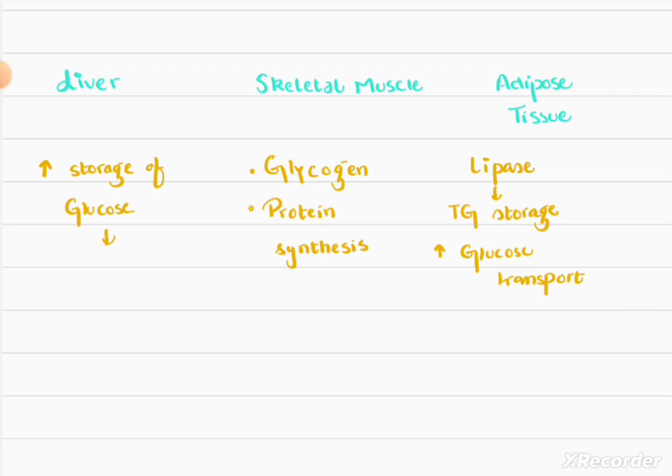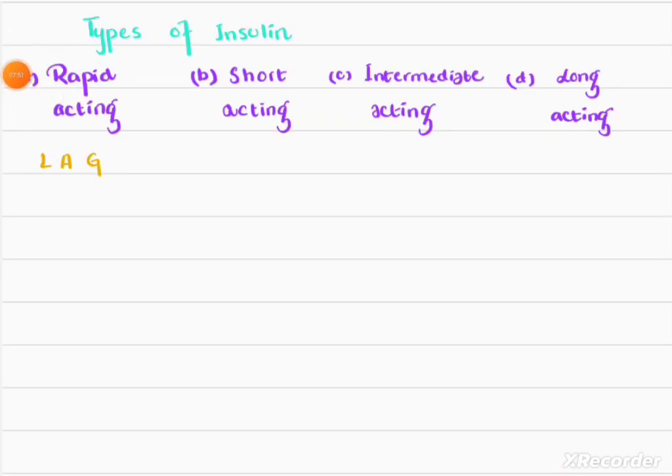Let's discuss the commercial or pharmaceutical insulin preparations that are in the market that we use nowadays. We have four kinds of insulin: rapid acting, short acting, intermediate, and longer acting insulin. In the rapid acting insulin, we have a mnemonic called LAG, which means it has three kinds of insulins. Number one is Lispro, Aspart, and Glulisine. So these are the three kinds of insulin that are rapid acting.